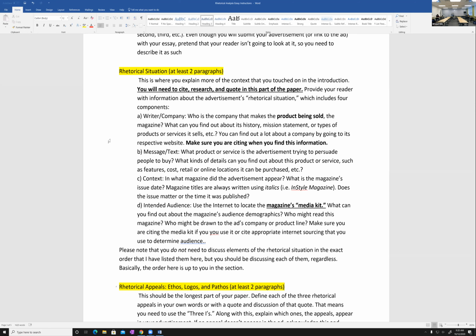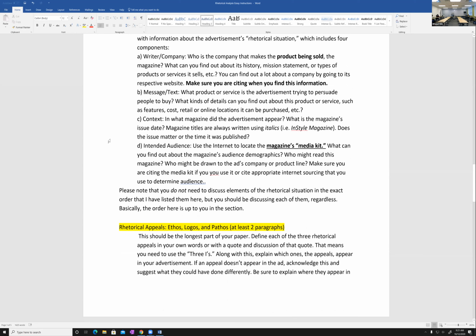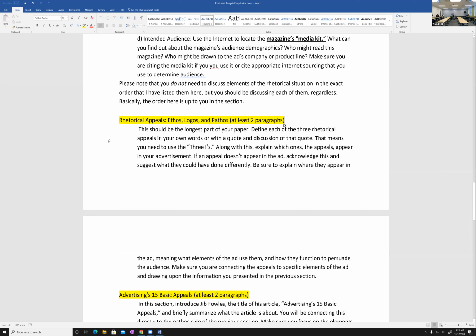Remember, you don't have to discuss elements of the rhetorical situation in that order. You don't have to go A first, B first, C first, D first. However, you have to have all of them included in this section. So if you want to start with audience and then move to context and then do the company, that's all fine. The point is you've got to address all four of those elements. Then the next section you're going to have to address is rhetorical appeals. And this is logos, ethos, and pathos. This is what I'm going to talk a little bit about today and kind of introduce you to.